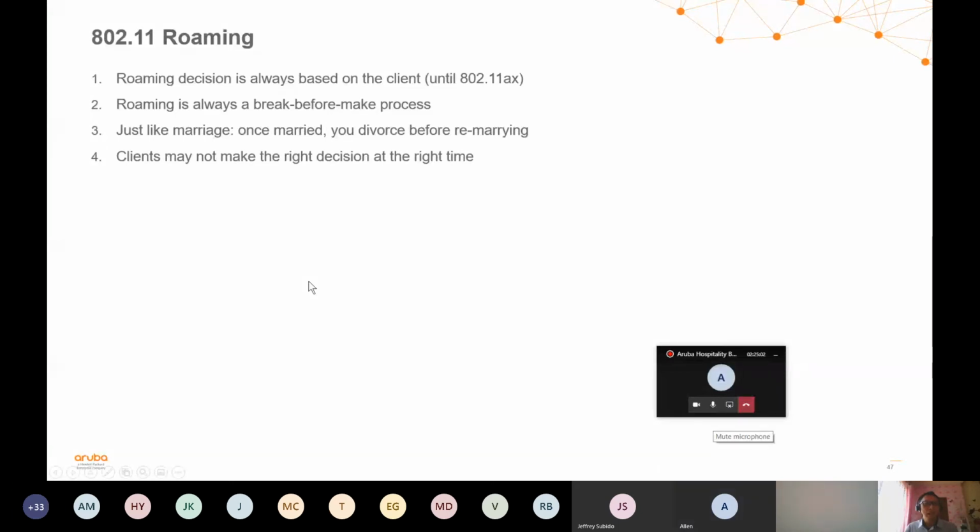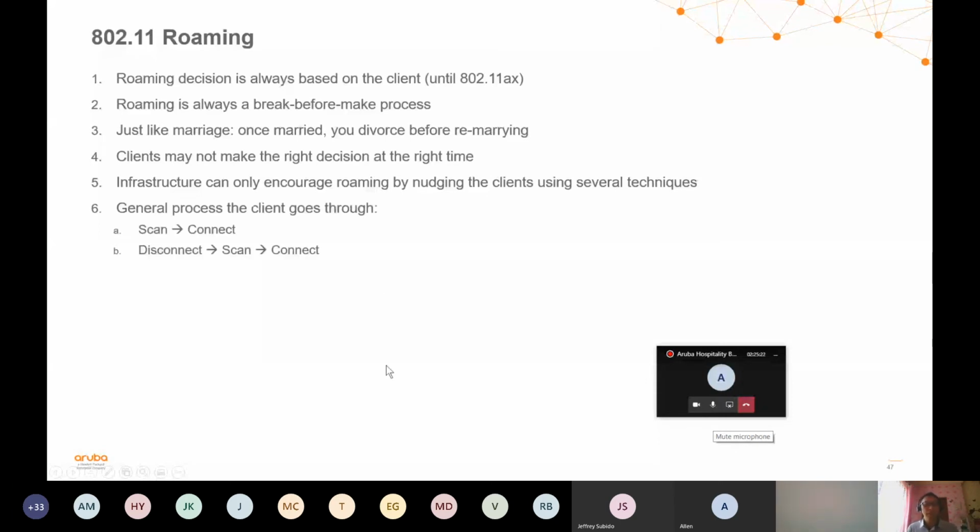What's also important is that clients may not make the right decision at the right time. And from an infrastructure perspective, vendors like us can only encourage roaming by nudging the clients using several techniques. And I will explain some of these techniques to help you understand the process. Generally, what the clients go through would be to scan, connect, disconnect, scan, and connect.